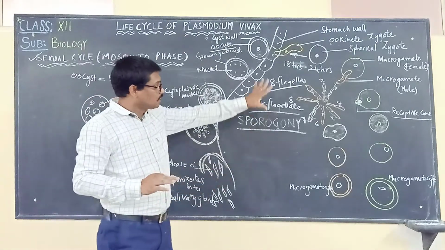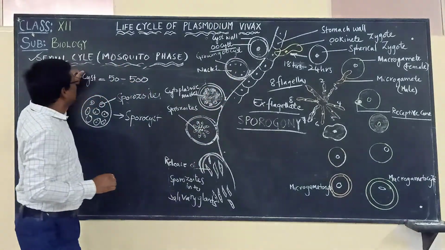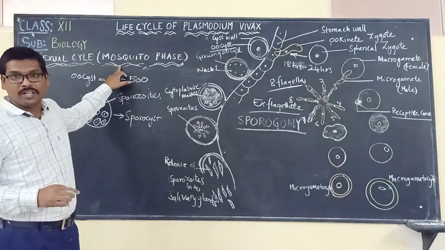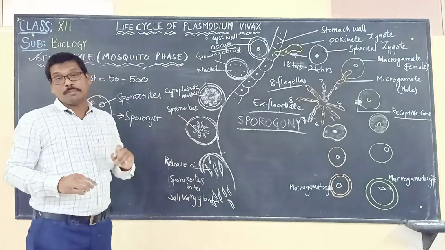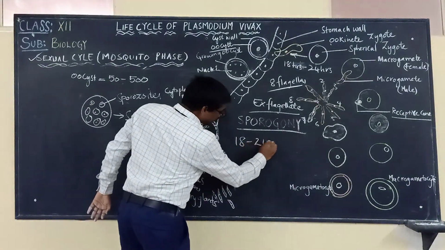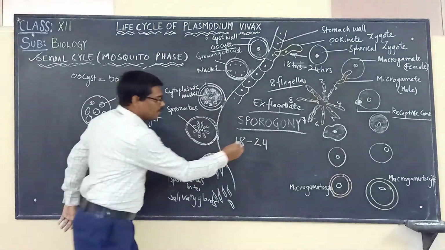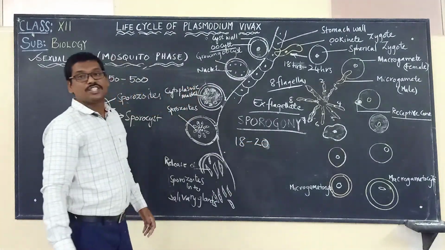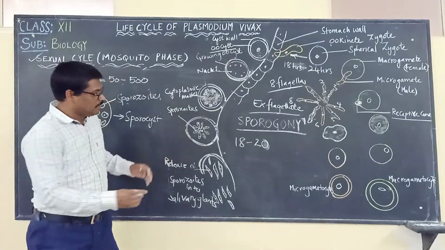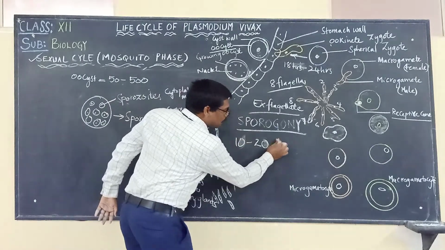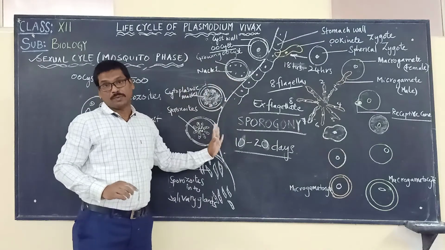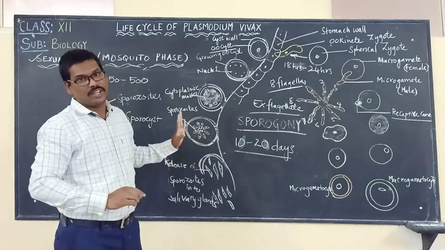And all this completes the cycle, which we call the sexual cycle, or otherwise the mosquito phase. How many days does it take? It takes about 10 to 20 days to complete this sexual cycle in the mosquito.